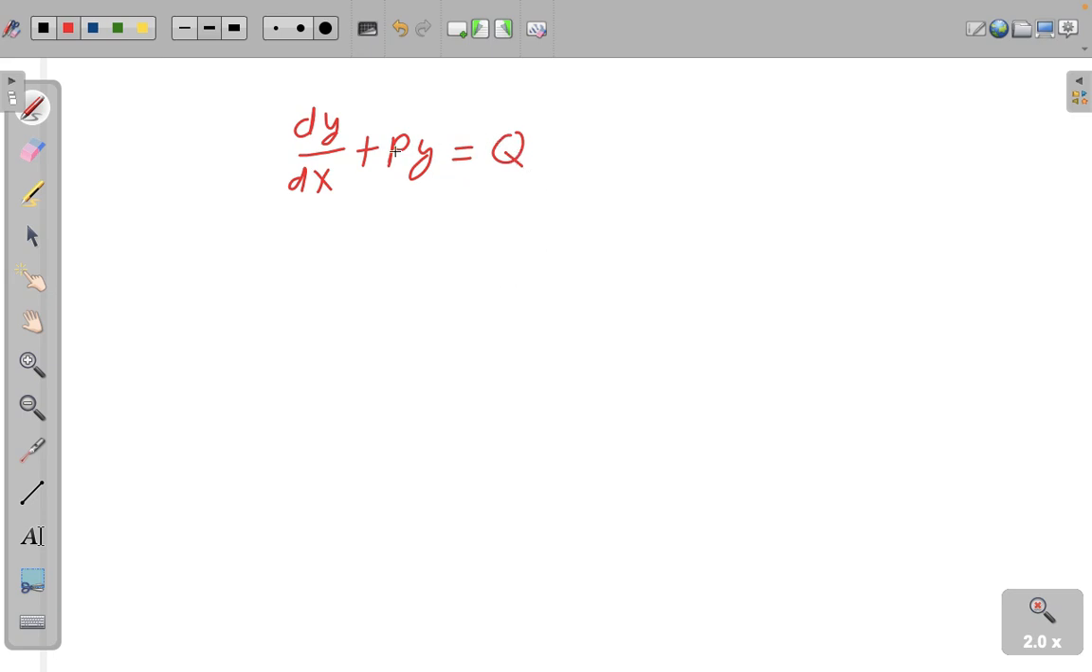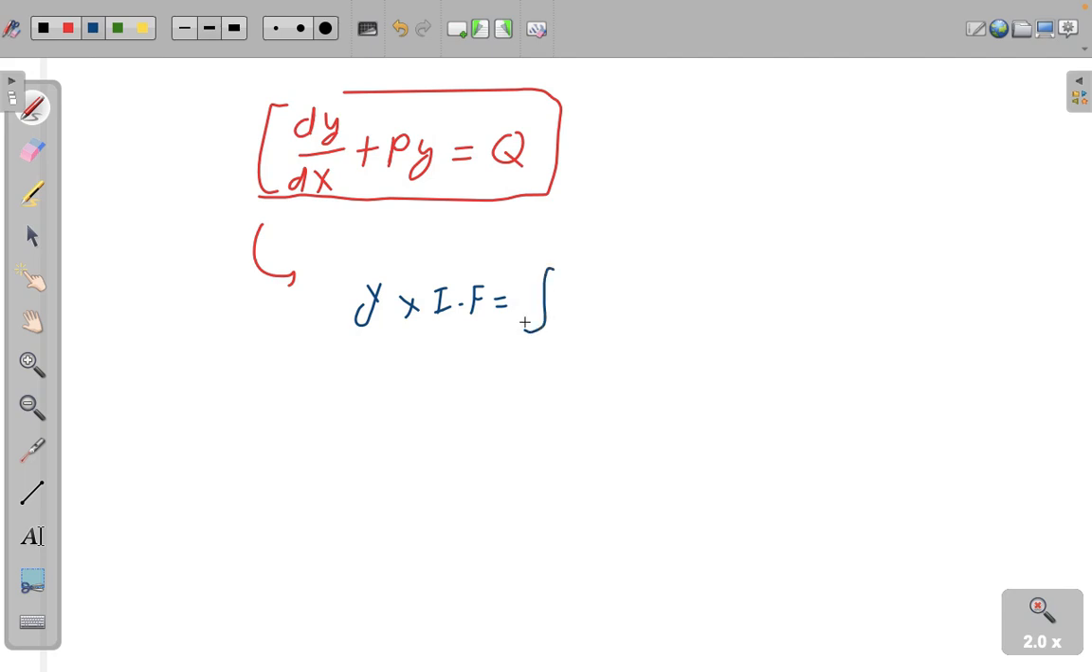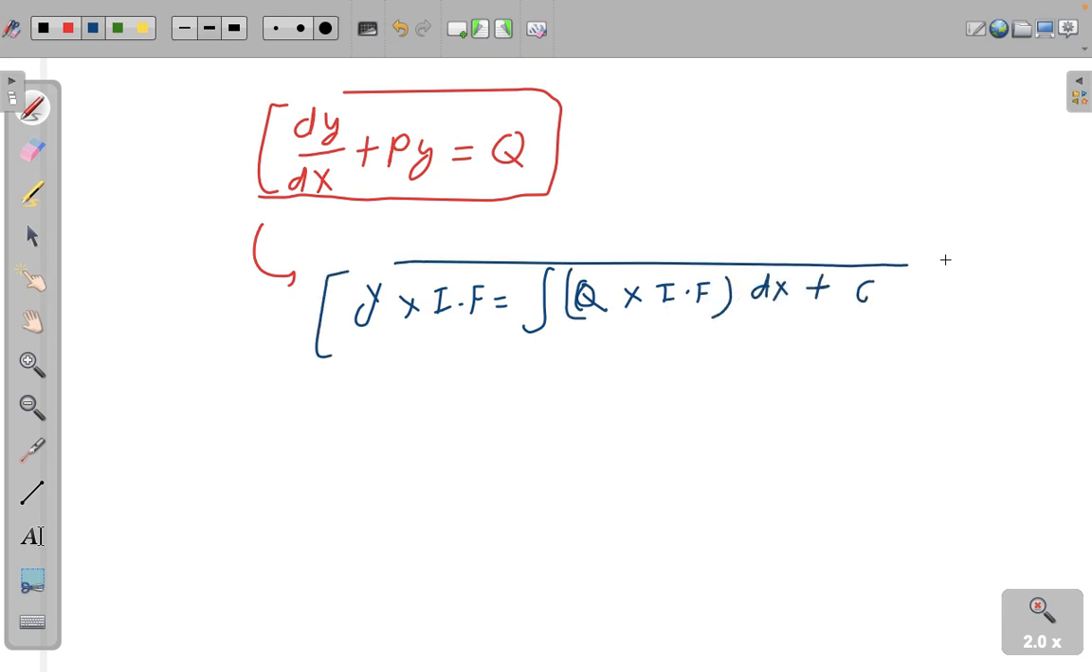q can be a constant, p can also be a constant, okay. And the general solution is given by dependent variable into integrating factor is equal to integration of q into integrating factor into dx plus c. C is the arbitrary constant. This is the general solution of this differential equation where integrating factor is given by e to the power integration p dx. This is all about it. Fine. Thank you very much.